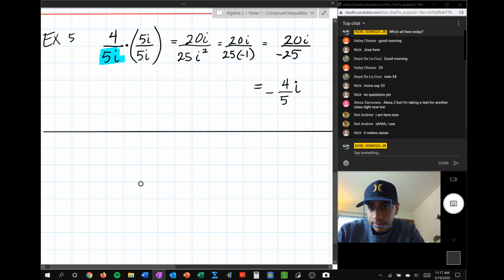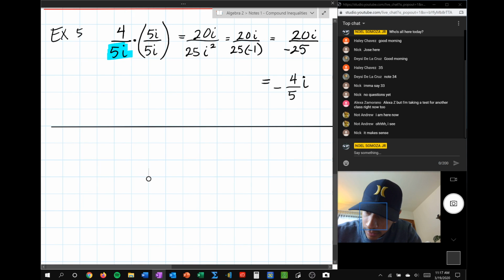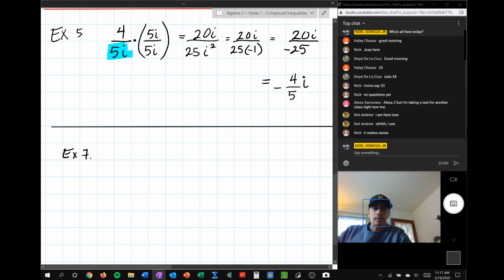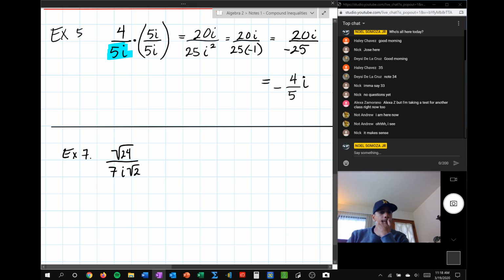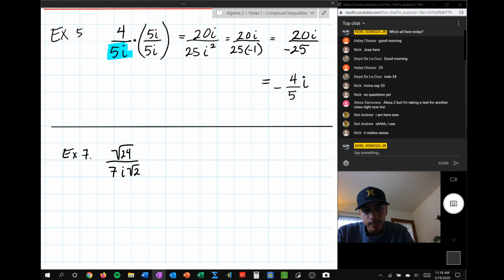Okay, let's take a look at something a little more complex. Okay, so example 7. Example 7, we got square root of 24 all over 7i square root of 2. Okay, so we got some complexity here.